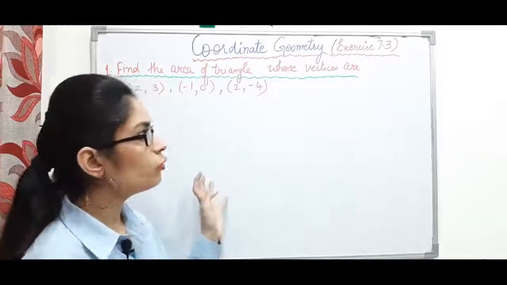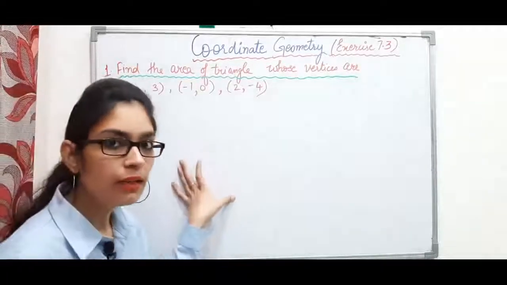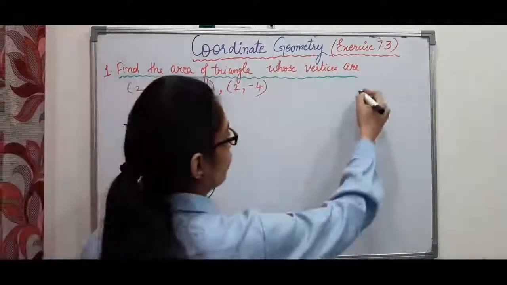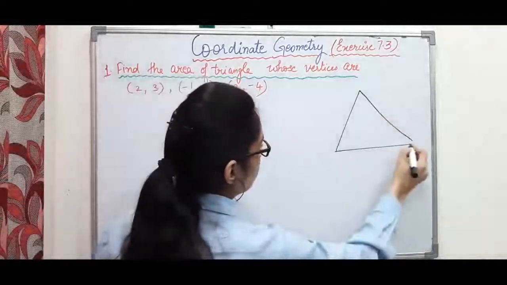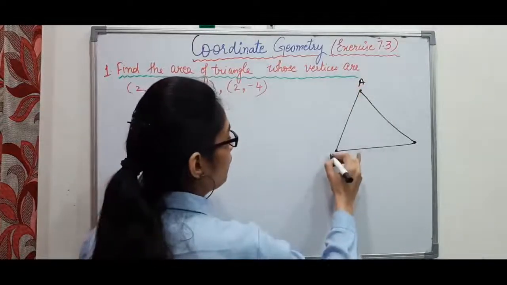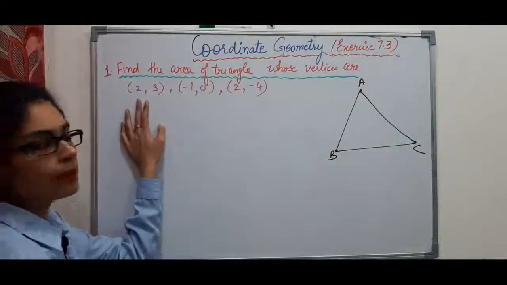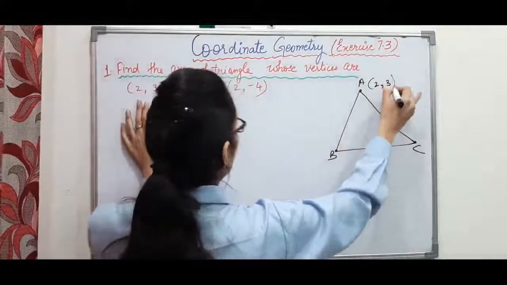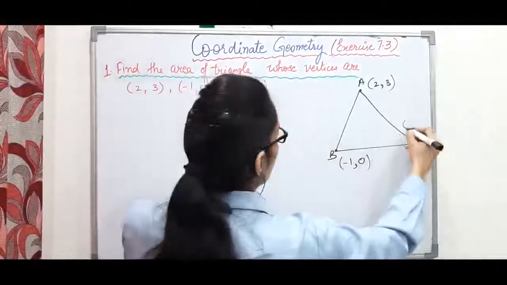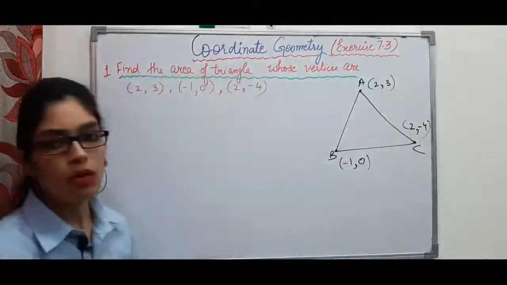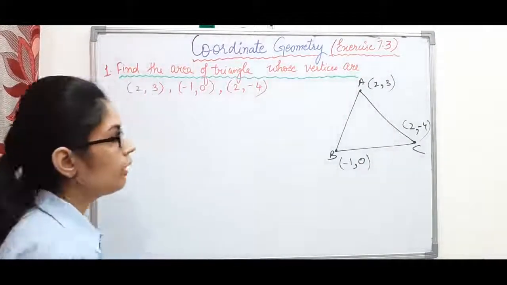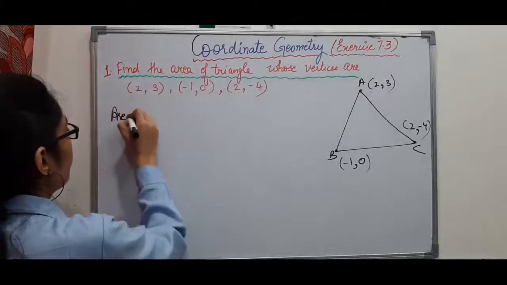In the first question you have to find the area of the triangle whose vertices are given to you. Vertices means points A, B and C are given. I will draw one triangle. These are the vertices where two sides are joining, A, B and C. I will name A as (2, 3), the coordinates of B I will give as (1, 0), and C is (2, minus 4). The area of triangle formula I have just explained; we can apply the same formula and find the area of the given triangle.